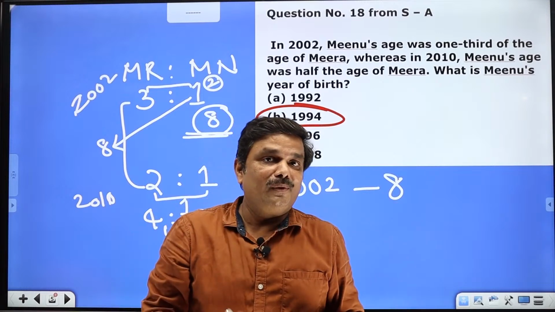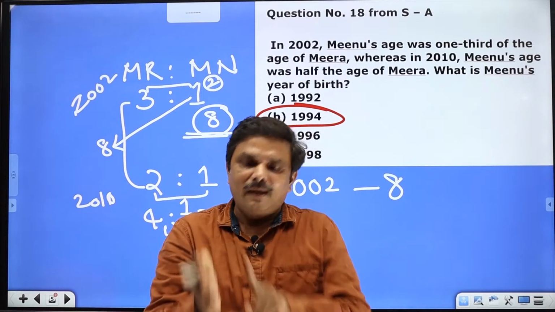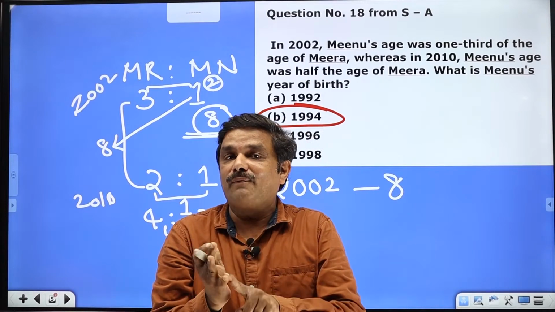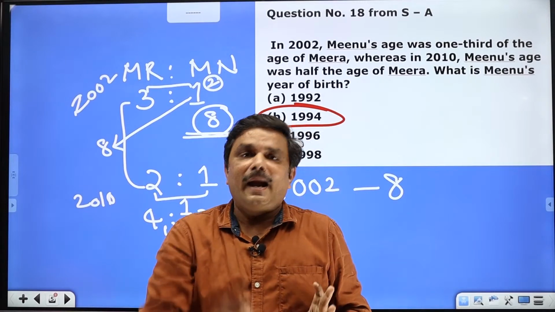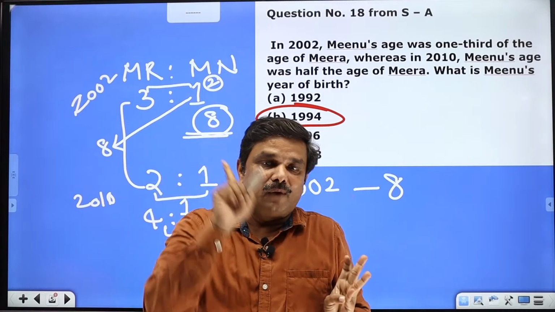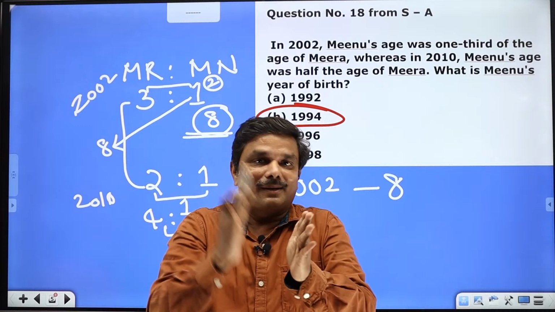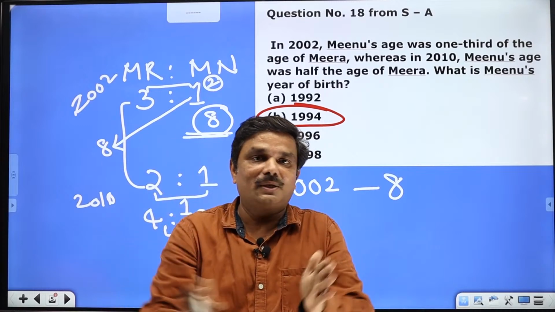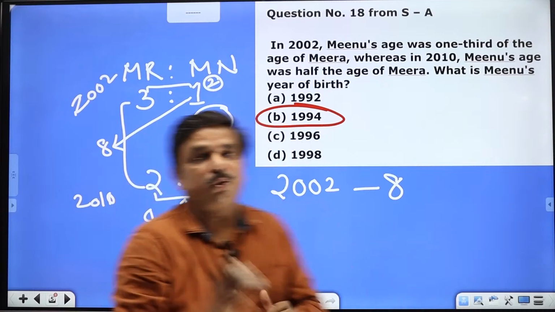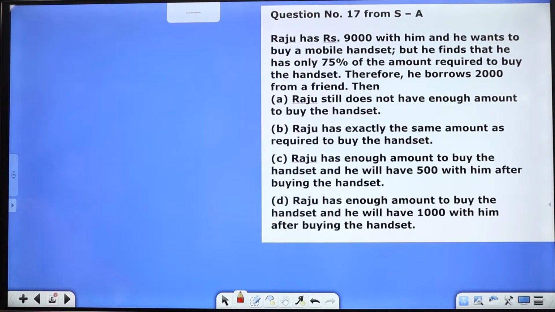And one more piece of information. In the CSAT paper, right from the beginning, definitely there are 3 to 5 questions from percentages, definitely 1 question from ages, and mostly 1 question from mixture and alligation. I'll tell you in the next session, in the strategy, how to attempt the examination, and the number of questions also. Anyway, the answer is 1994. Go for the next one.